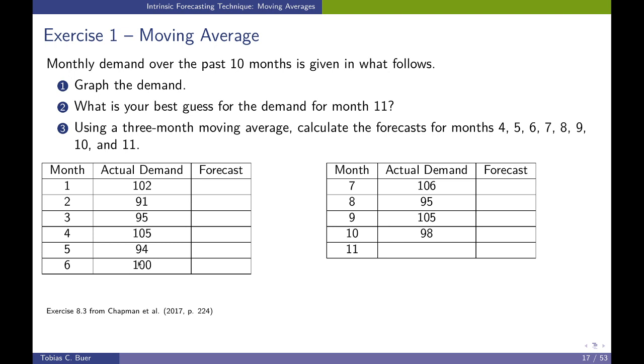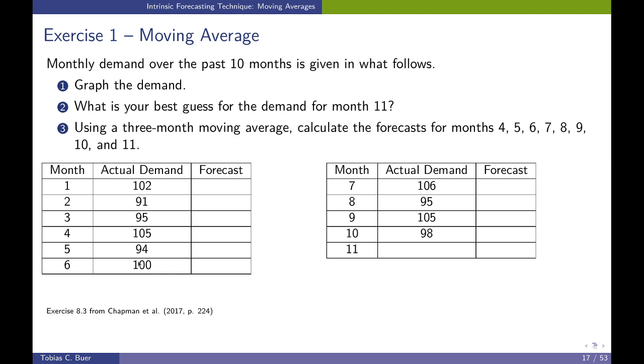And now exercise question number 3 is we want to calculate a 3 months moving average for the months 4, 5, 6 and so on until we have a forecast for month 11. With this data we cannot do a forecast for months 1, 2 and 3 because we need 3 months of data to calculate the moving average.